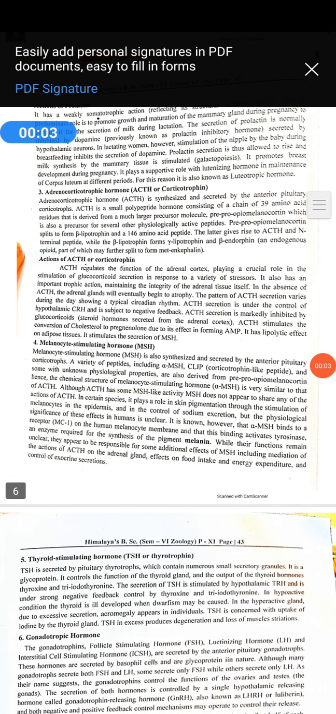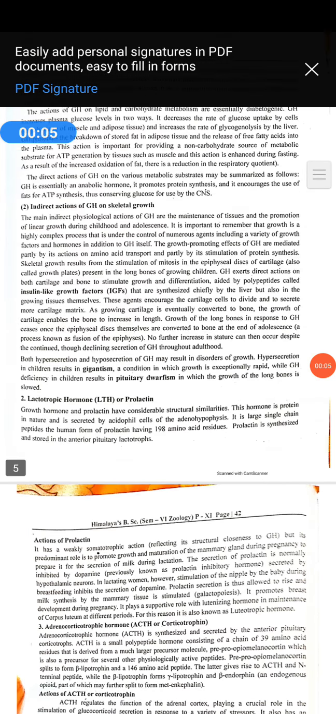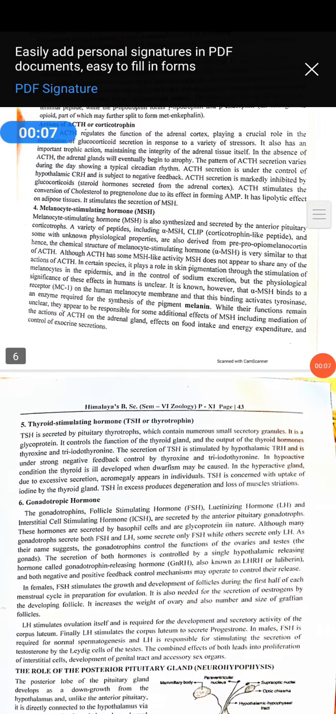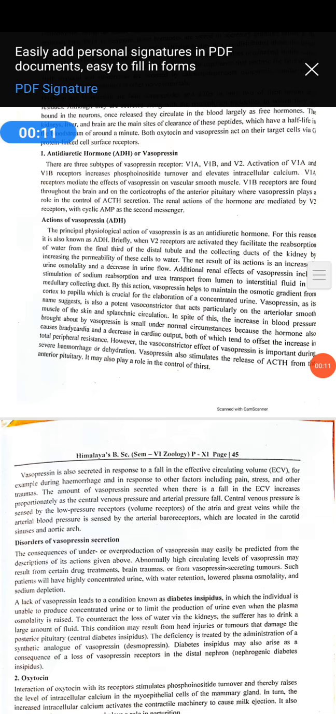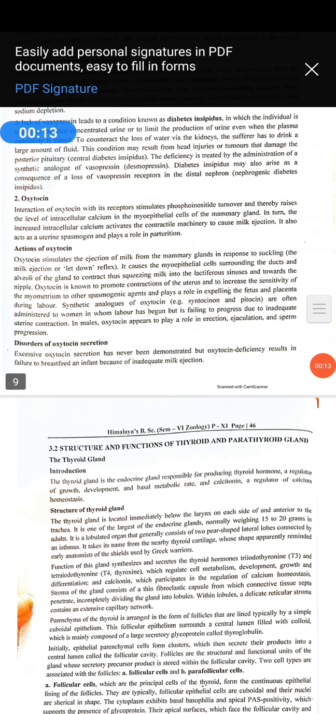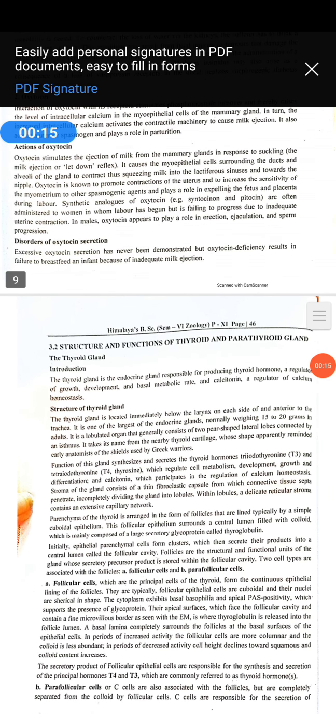Today we are going to start the second endocrine gland, that is the thyroid gland. The thyroid gland is the largest endocrine gland, and it is located ventrolaterally in the neck region, between the larynx and trachea. It consists of two lobes, and these two lobes are generally present ventrolaterally in the neck region.